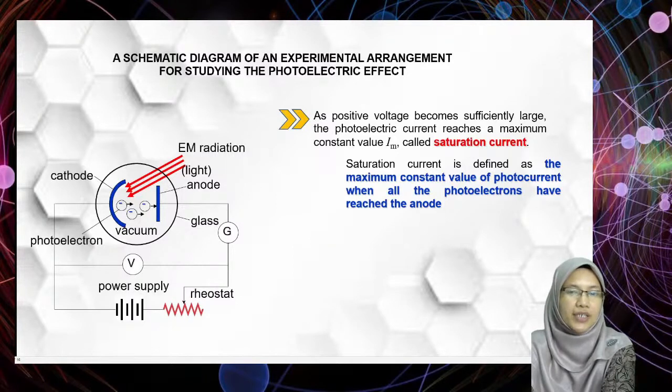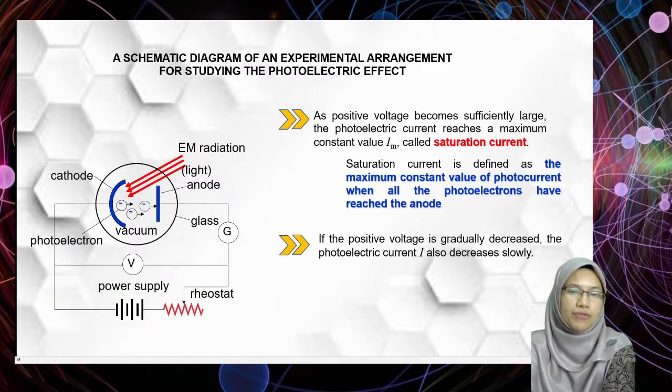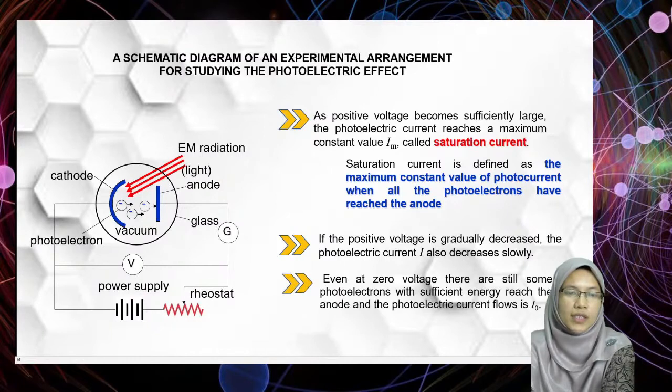What do you think if we decrease the potential difference between cathode and anode? What will happen? If we decrease the potential difference between cathode and anode, the photoelectric current also decreases slowly. Even at zero voltage, there are still some photoelectrons with sufficient energy, the energetic photoelectrons, that will reach the anode, and the photoelectric current flowing at this time we call I naught.